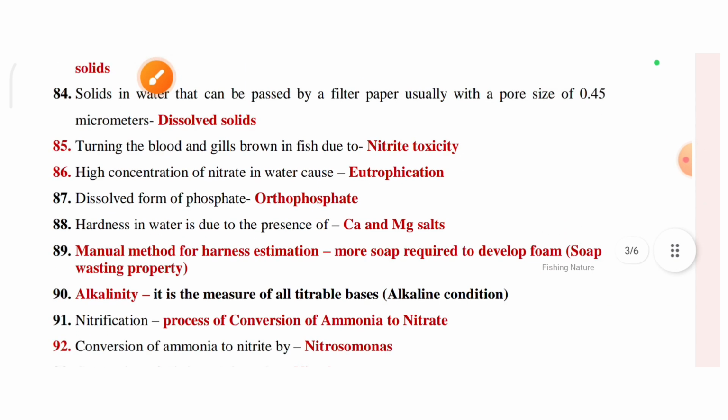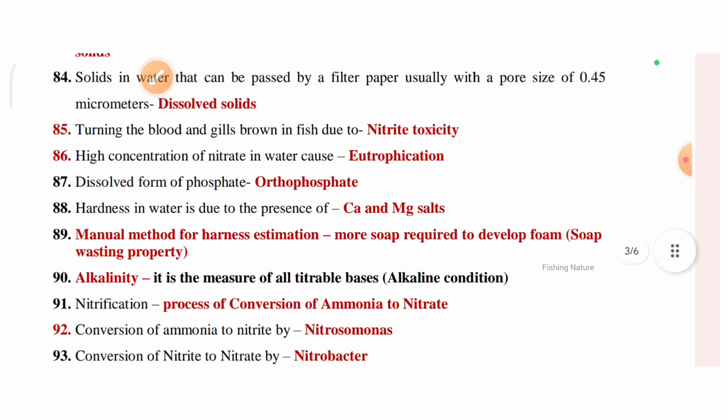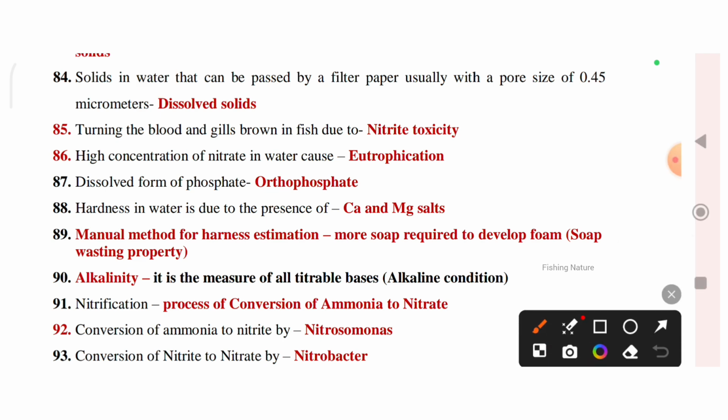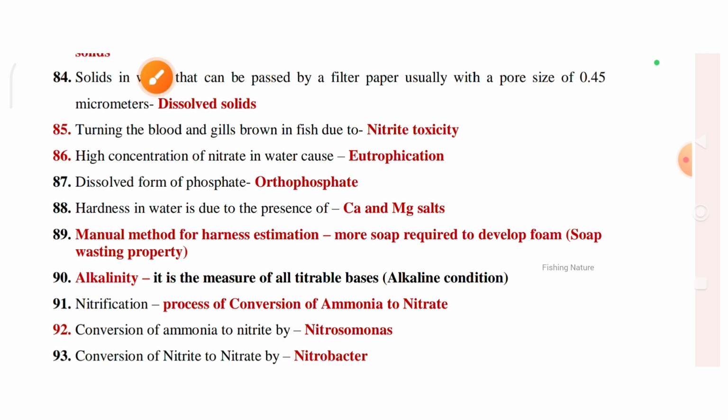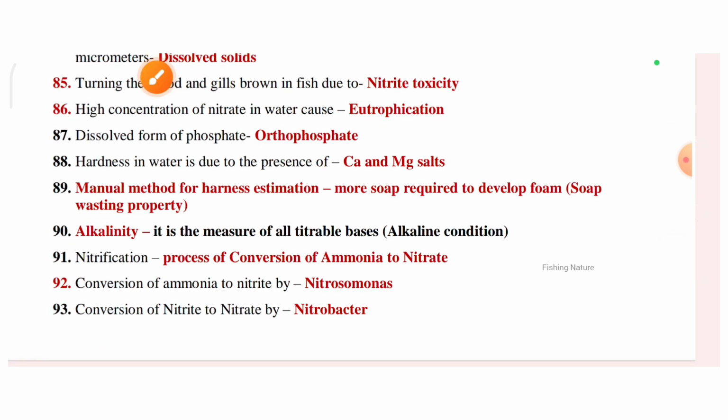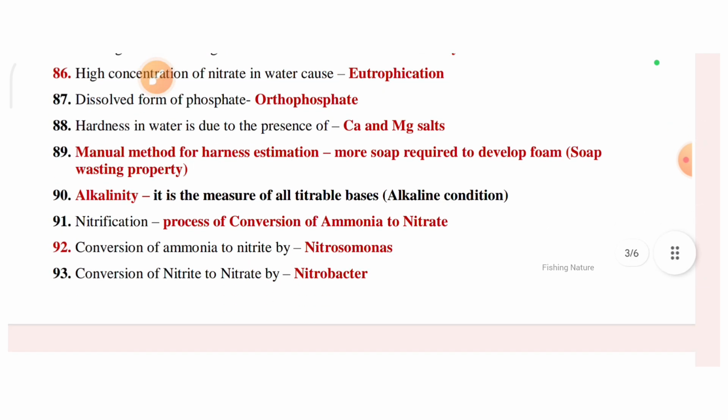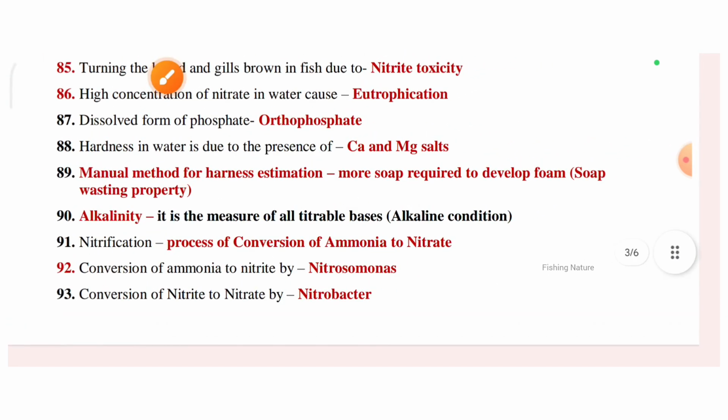A high concentration of nitrate in water causes eutrophication. It is due to excess nutrients and a high concentration of nitrate. The dissolved form of phosphate is known as orthophosphate. Hardness of water is due to the presence of calcium and magnesium salts. Mainly these salts indicate the amount of hardness present in the water.